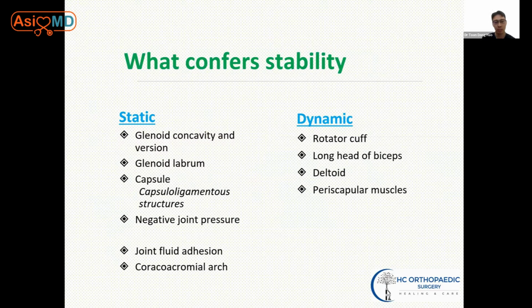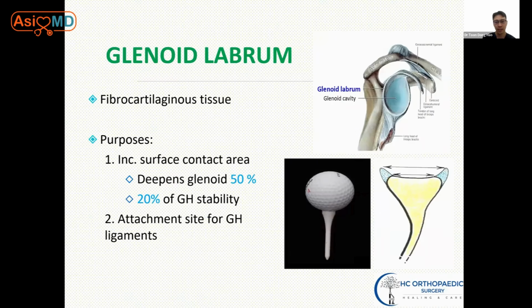So what confers stability to the shoulder joint? There's a huge list of things that we can talk about, and basically we separate them into static and dynamic, where static means the bone, ligaments, and capsule, whereas dynamic means the muscles surrounding the shoulder. I'll talk about the glenoid labrum. The labrum is a layer of bumper around the socket, and its purpose is to increase the contact area. We always talk about the ball and socket joint like a golf ball on a tee. The socket in the shoulder is actually very shallow, and it's the labrum that deepens the socket by up to about 50%, and therefore it confers a lot of stability to the socket.